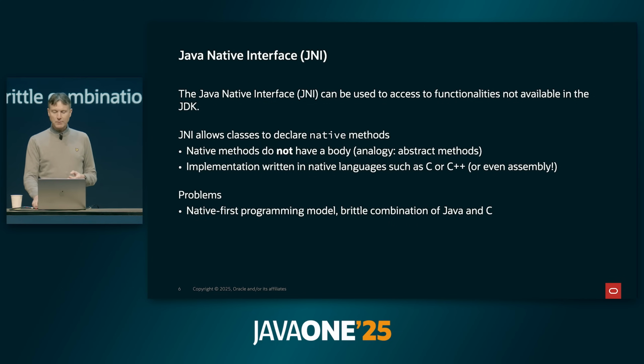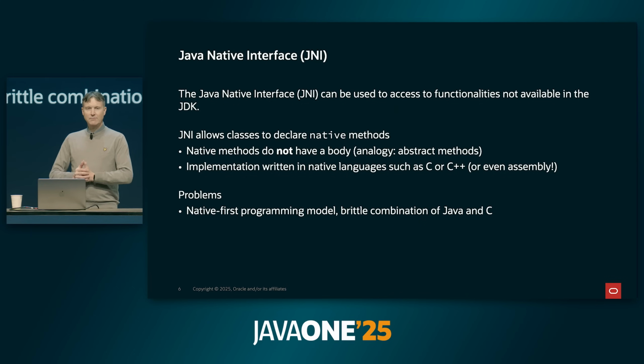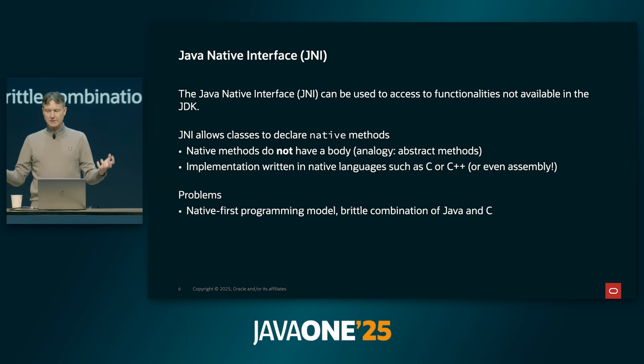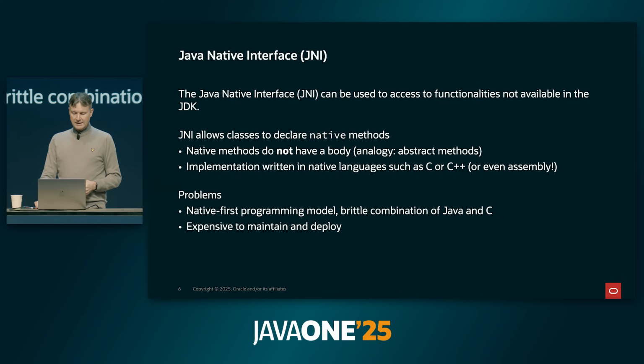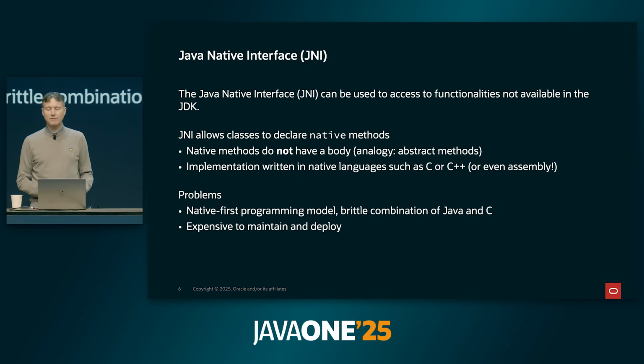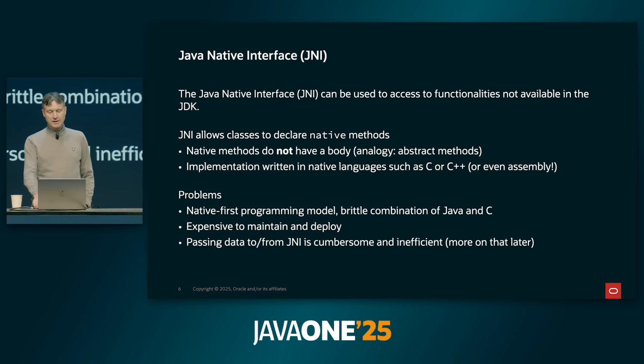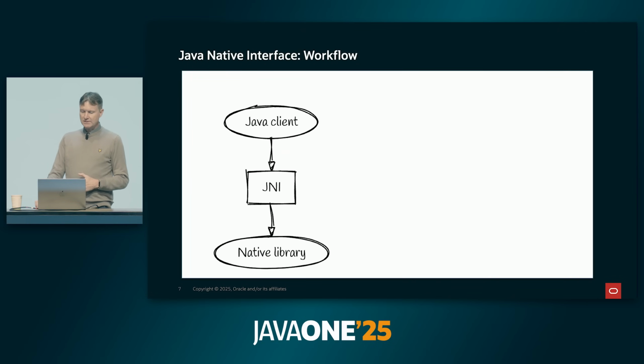And there are a lot of problems with this. We have this kind of native-first programming model. So this brittle combination between C and Java, which have different programming models, becomes very expensive to maintain and deploy. We are seeing this in the JDK itself because we have a lot of native methods there. And it's cumbersome to pass data to and from JNI, and you have to do this transition from Java to native code. So there is something missing there, obviously.